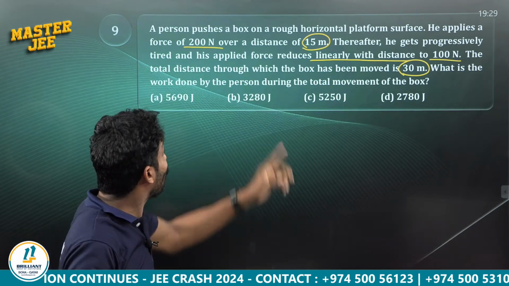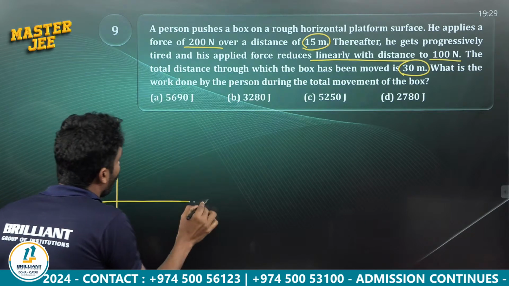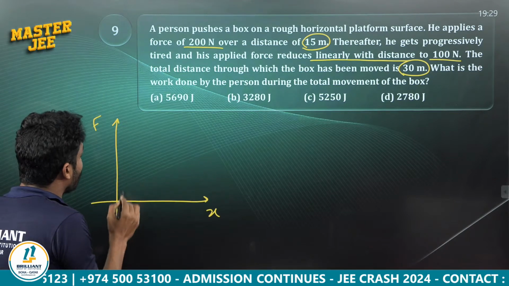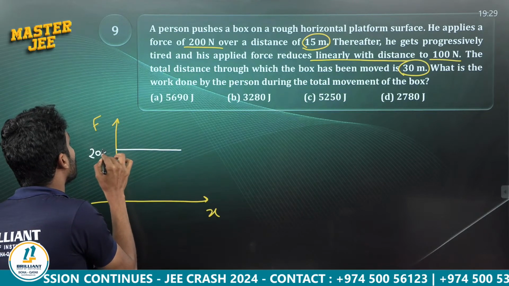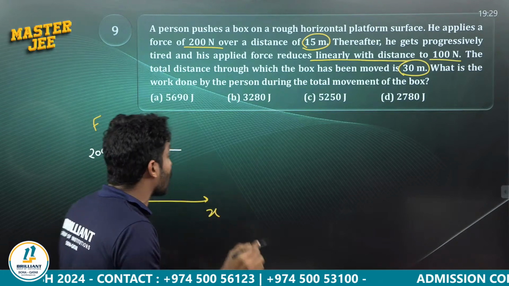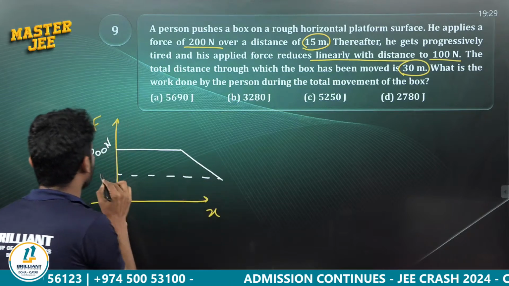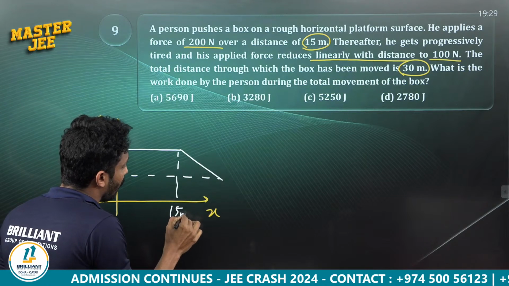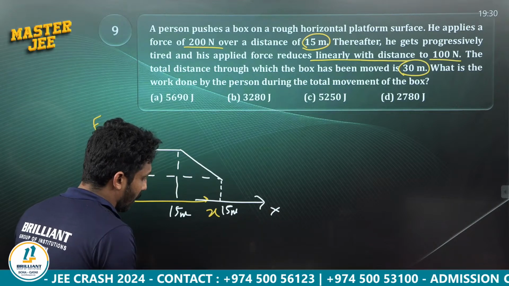Work done is asked. Here the force variation with distance is given. Now we can plot a graph with distance x and force F. From 0 meter to 15 meter, the force is 200 Newton. From 15 meter to 30 meter, the force is linearly reduced until it becomes 100 Newton. This distance is 15 meter and this distance is also 15 meter. Very simple.